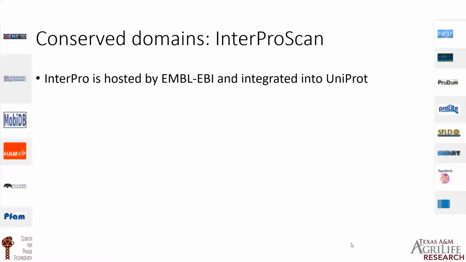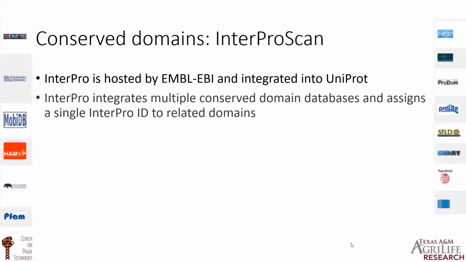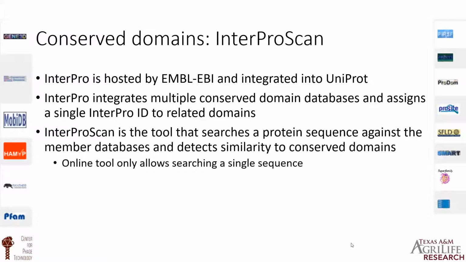The other major evidence source for functional annotation in our workflow is conserved domain searching using InterProScan. InterProScan is hosted by EMBL and is integrated into UniProt. InterPro integrates multiple conserved domain databases and assigns a single InterPro ID to related domains. InterProScan is a tool that searches a protein sequence against the member databases and detects conserved domains.